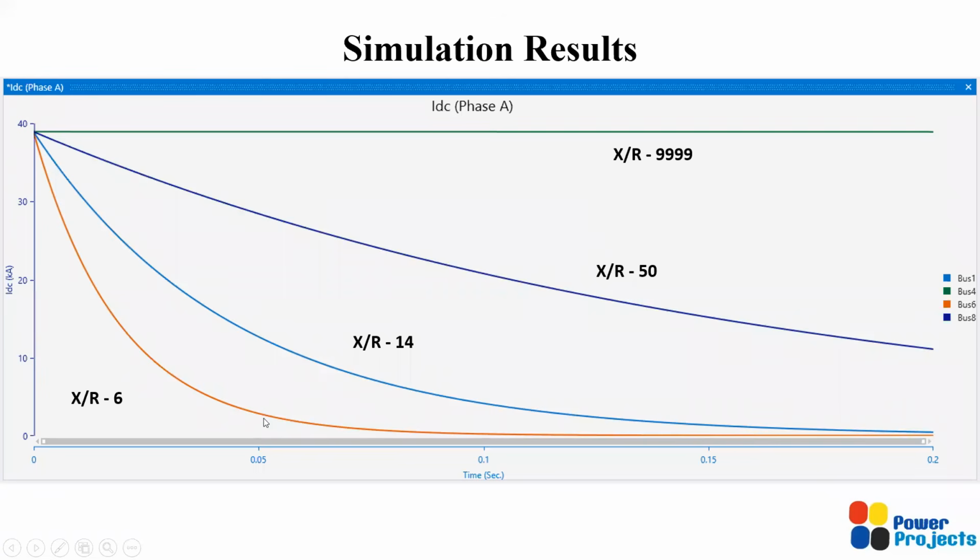And if X by R is 6, then it needs to break only 2 or 3 kA. So as I told, the general breakers may have about a 30% DC breaking capacity. You need to check and validate this IDC current also for selecting the right breakers.